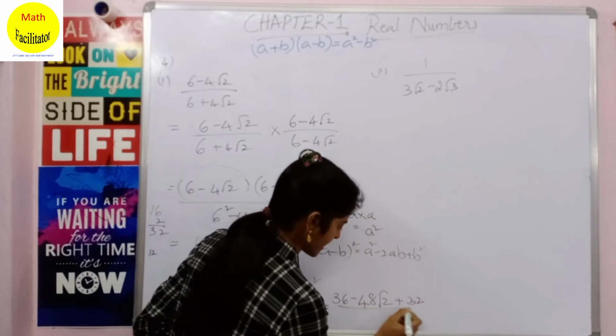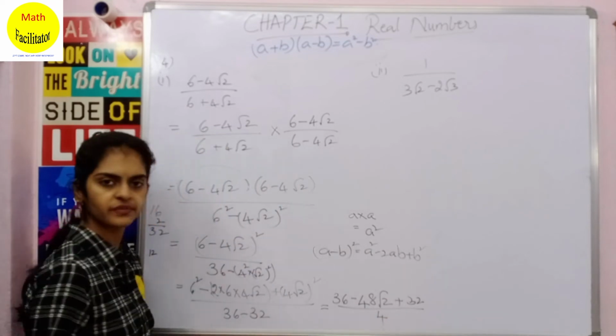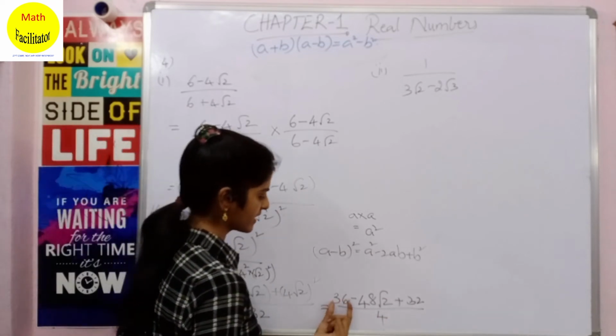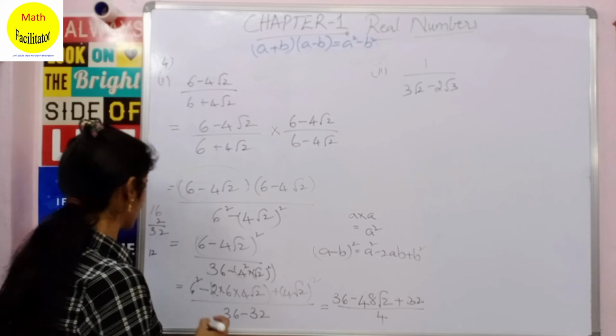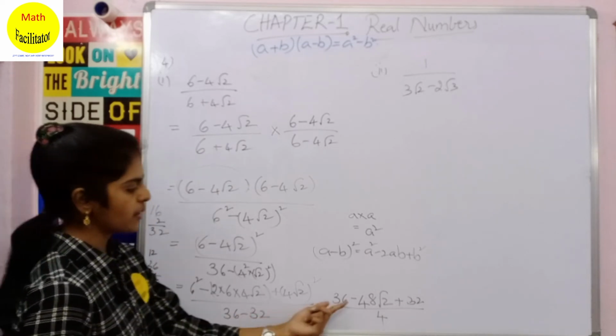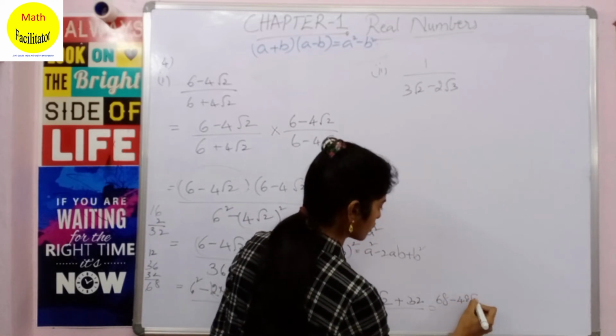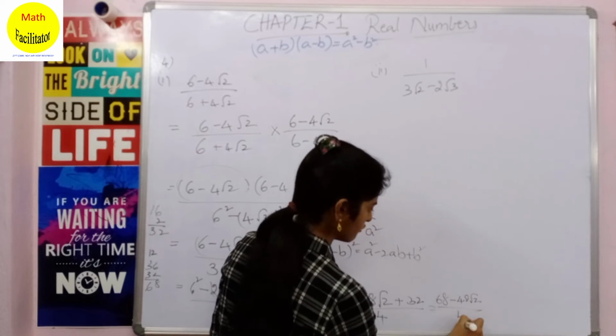Okay, divided by, in the denominator you have 36 minus 32 is 4. So this is nothing but 36 plus 32. So 36 plus 32 is what? It is 68 minus 48 root 2, divided by 4.